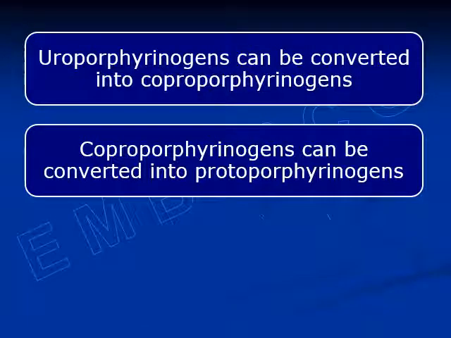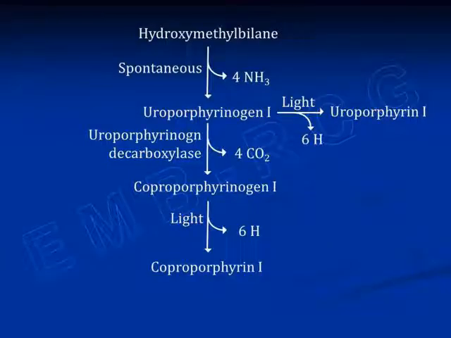Uroporphyrinogens can then be converted into coproporphyrinogens. Later on, coproporphyrinogens can then be converted into protoporphyrinogens. So if you see the diagram, you'll have a better understanding. So 4-hydroxymethyl bilane can spontaneously convert and become uroporphyrinogen by removing its ammonia. And in the presence of light, uroporphyrinogen can then become uroporphyrin, or with the help of the enzyme uroporphyrinogen decarboxylase, it can convert into coproporphyrinogen 1.